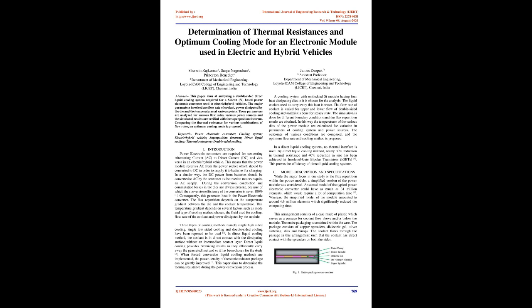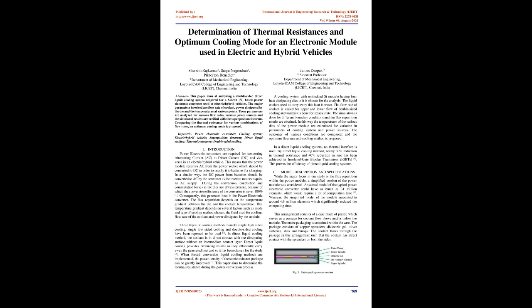Three types of cooling methods, namely single high-sided cooling, single low-sided cooling, and double-sided cooling, have been reported to be used [1]. In direct liquid cooling method, the coolant is in direct contact with the dissipating surface without an intermediate contact layer. Direct liquid cooling provides promising results as they efficiently carry away the generated heat, and so it has been chosen for the study. [2] When forced convection liquid cooling methods are implemented, the power density of the semiconductor package can be greatly improved. [3] This paper aims to determine the thermal resistance during the power conversion process.